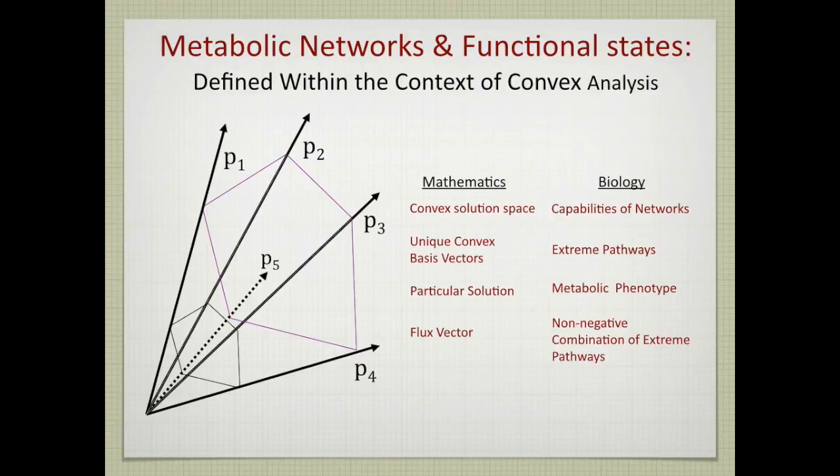The flux vector is a non-negative linear combination of these pathways, so we can take any functional state and break it down into the pathways. And this was done, for instance, when we were trying to associate transcription factors to a pathway. You take the most likely flux state, break it down into its constituent extreme pathway vectors, and you carry out the analysis.